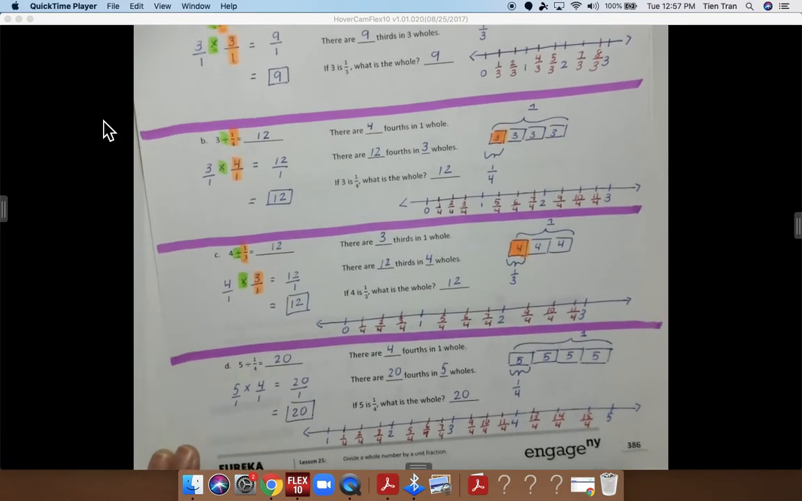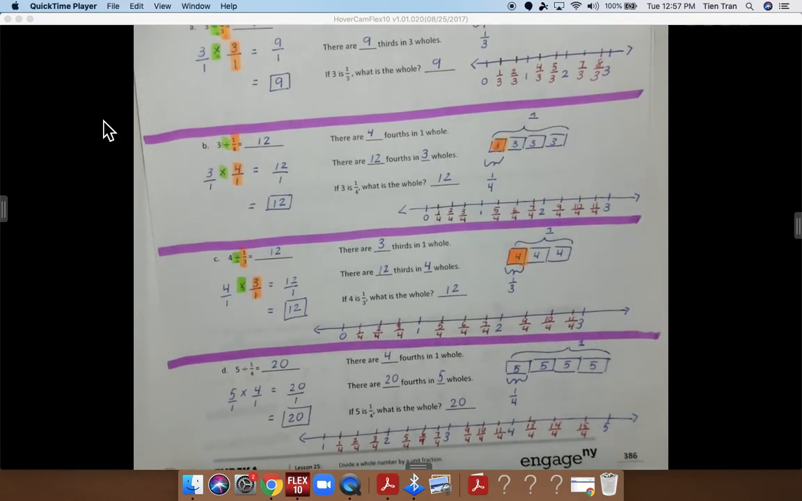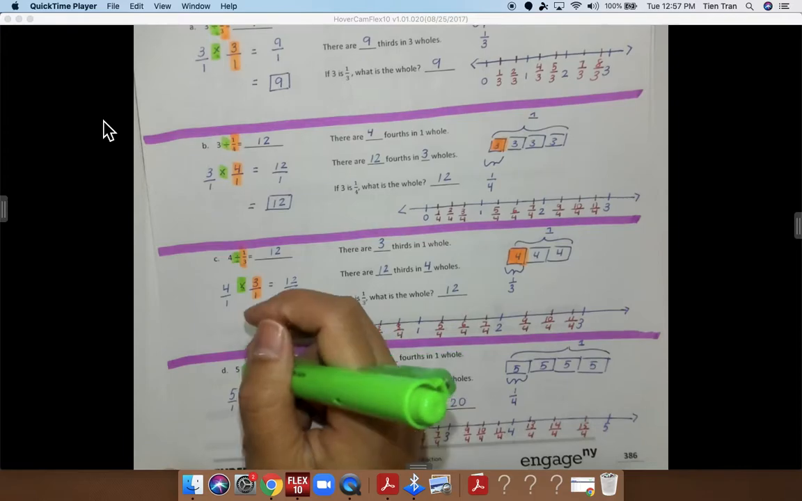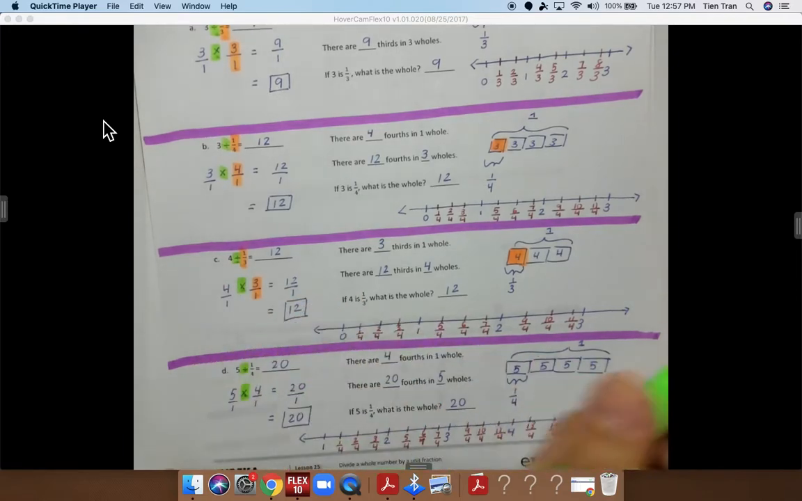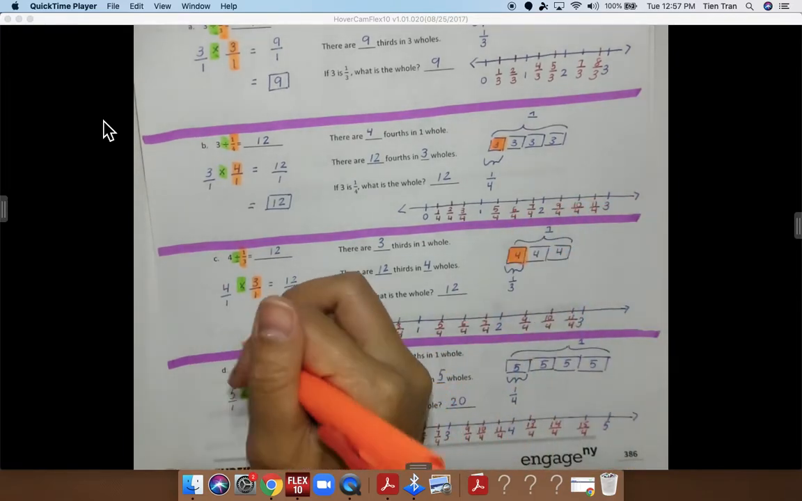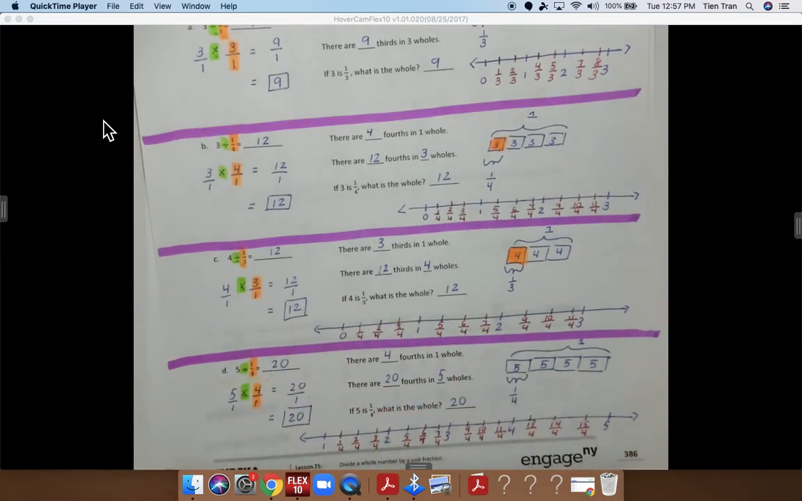For problem D, we have 5 divided by 1/4. We are going to flip the division sign to a multiplication sign, and you are going to change 1/4 to 4/1. And 5 times 4 is equal to 20. 1 times 1 is equal to 1. So you have 20 divided by 1, which is equal to 20.